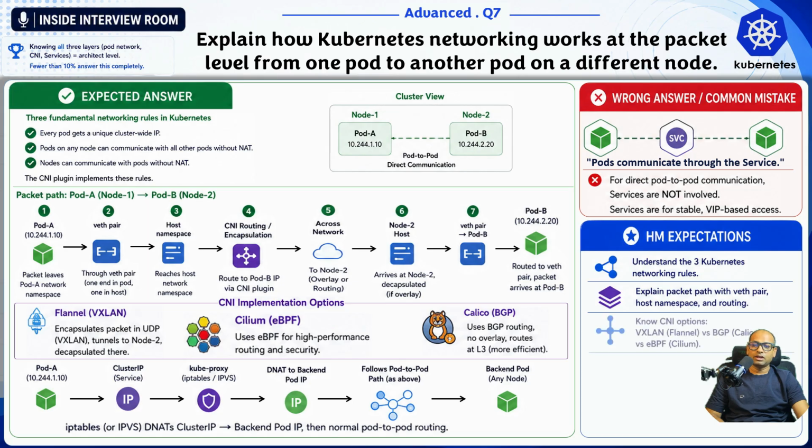Understand the three Kubernetes networking rules, explain the packet path with veth pair, host namespace and routing. Know the CNI options: VXLAN Flannel versus BGP Calico versus eBPF Cilium. Understand service flow: iptables, IPVS, DNAT.